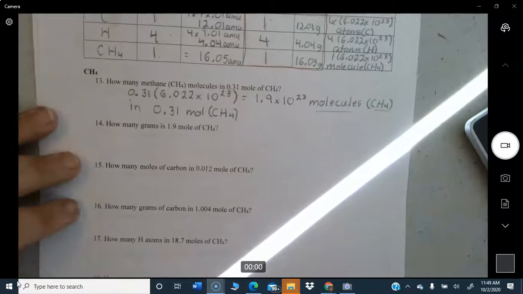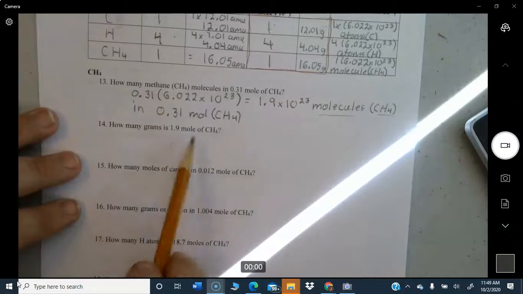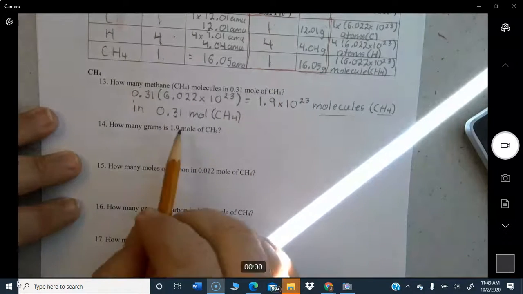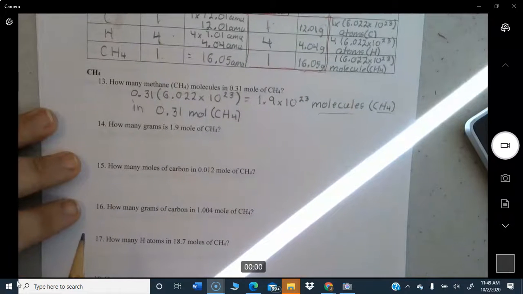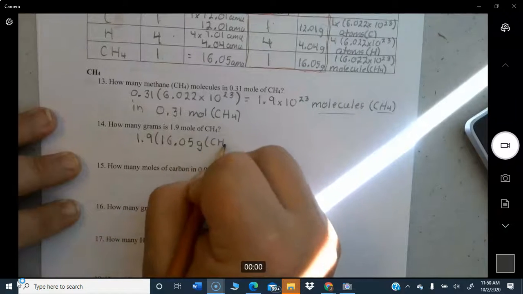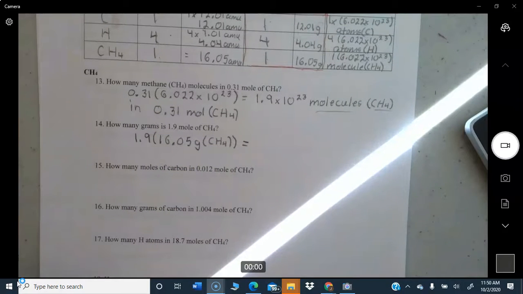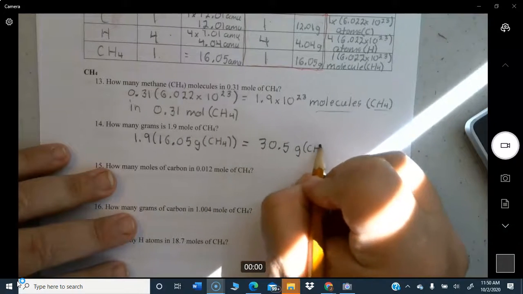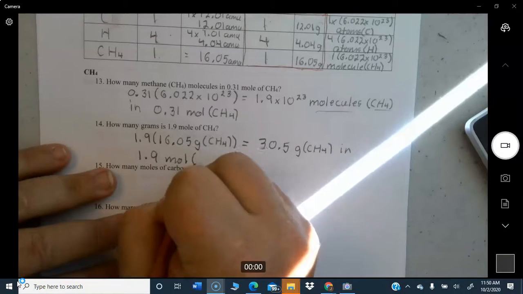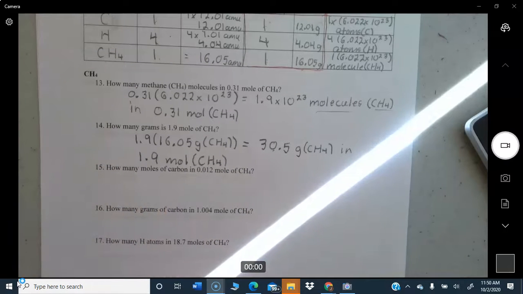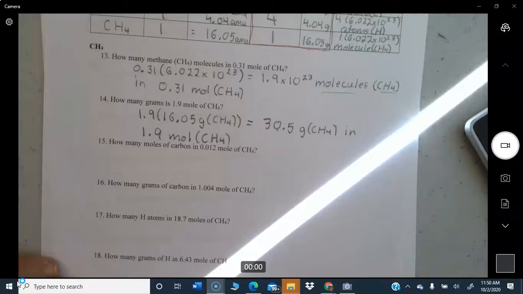All right, how many grams is 1.9 moles? So let's do that. So 1 mole is 16.05, so 1.9 moles is going to be 1.9 times 16.05. Okay, so there's that number, 30.5 grams of CH4 in 1.9 moles of CH4. All right, let's do one more here, and then I'll just give you the answers for the rest.